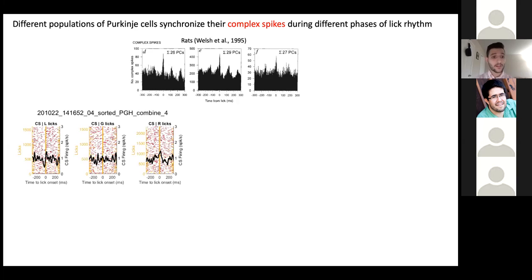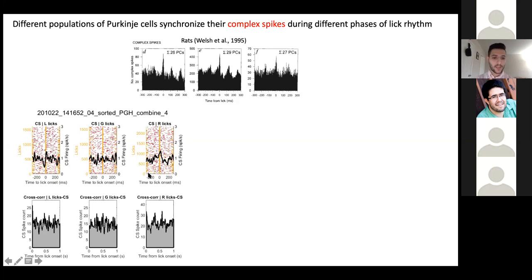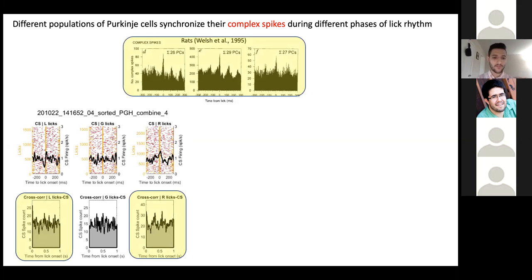We see something similar as well in a few of the cells that I've recorded. If you can see here, what I plot to you is a raster plot of complex spikes, which are the red dots. Again, the left plot is leftward licks, the middle plot is grooming licks, the right plot is rightward licks. And again, the yellow dots rather are the onset of a lick. And I plot for you 300 milliseconds backwards in time, 300 milliseconds forward in time from licks within a licking bout. And what you can see, for instance, in our cross correlations is this same sort of rhythmic bursting, really prominent in the rightward lick cross correlation of this particular cell.